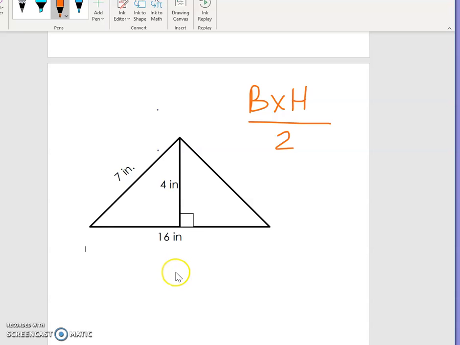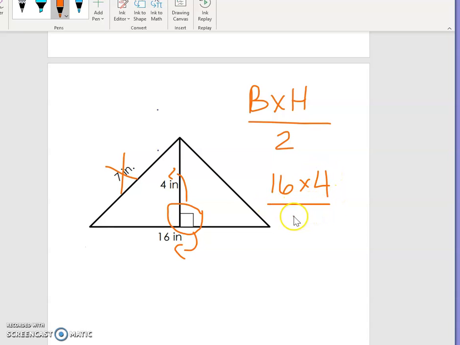Now I need to decide between the three measurements here, 7, 4, and 16, what I should use for my base and a height. We always want to look for our right angle. Where the right angle is will tell you what the height is and what the base is. So the 7 ends up being extra information. I'm going to plug 16 in for my base, so replacing B with 16, and 4 for my height.